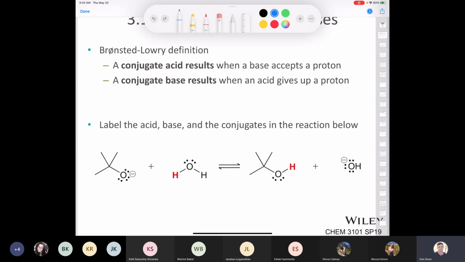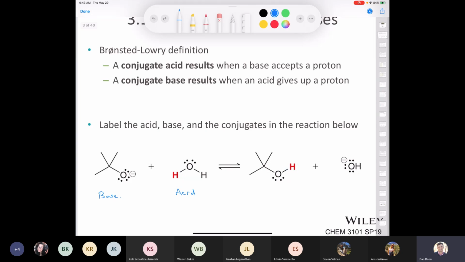Could anybody tell me what water is behaving as here? Is water behaving as an acid or a base in this reaction shown down here? Yeah, absolutely. Water is behaving as an acid, isn't it? Yes, you're all correct. Water is behaving as an acid, which means that this tert-butoxide is behaving as a base. How do you know that? Because the water is donating this proton, which ends up on the base.